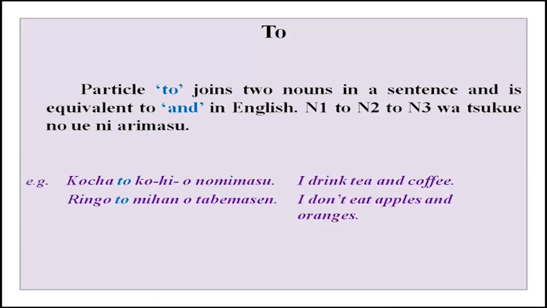The example is kocha to kohi o nomimasu. I drink tea and coffee. And also ringo to mikan o tabemasen. I do not eat apples and oranges. So, this is how you would use to. Only thing with to is that you have to name all the objects, all the nouns present over there. For example, in class you have to name all the students present in class, or if you place a few things on the table, whatever is for example on my table, you have to name all the things with to.